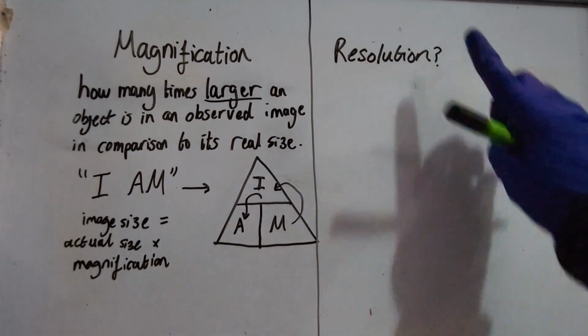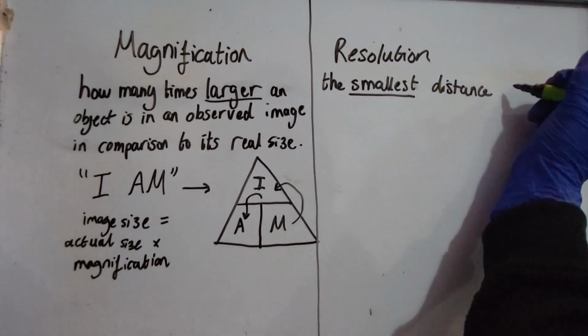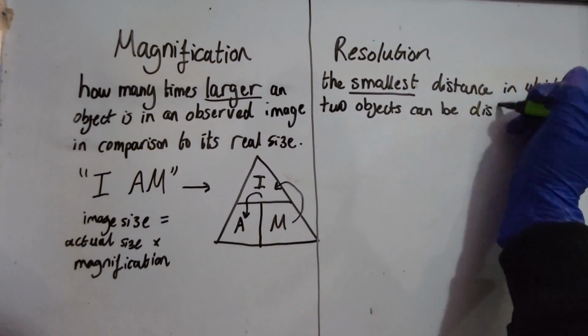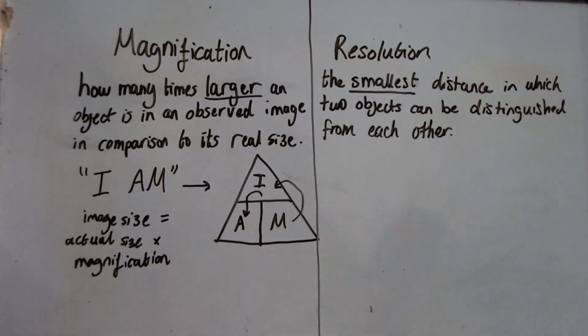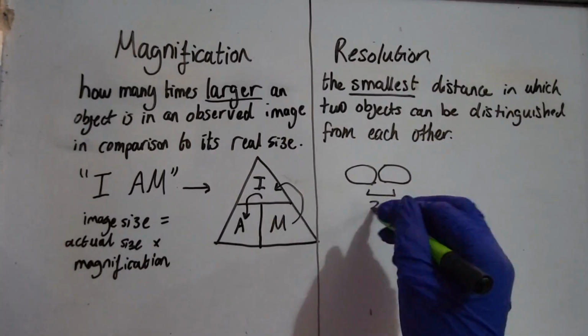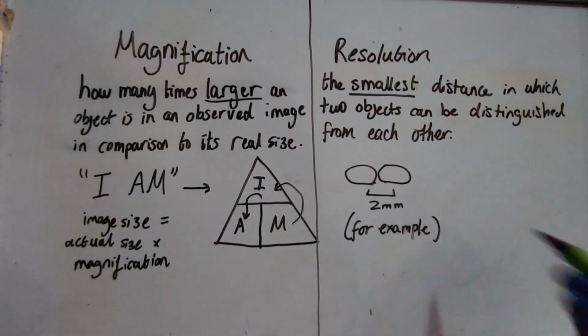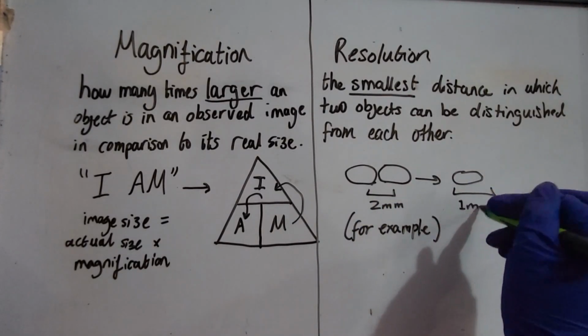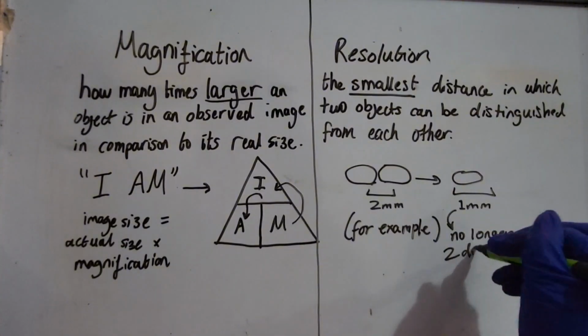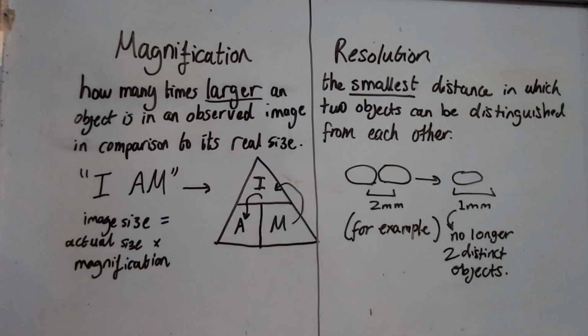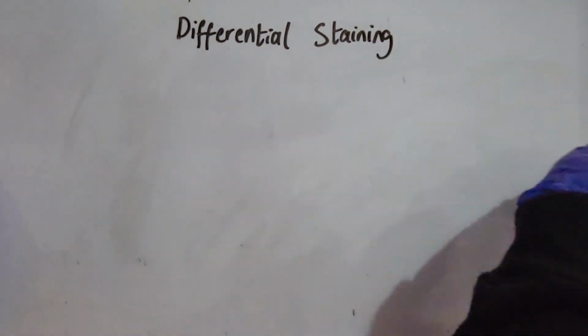And now, the resolution. Resolution is the smallest distance in which two objects can be distinguished from one another. For example, if something has a resolution of 2 mm, you might look at it every 2 mm and see it as two different objects. But the moment you zoom in to 1 mm, they are no longer two distinguished objects and merge into one. Some people do find this part more complicated, which I understand, so I'll try to make it simple.